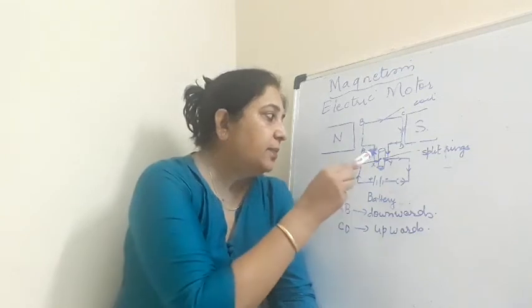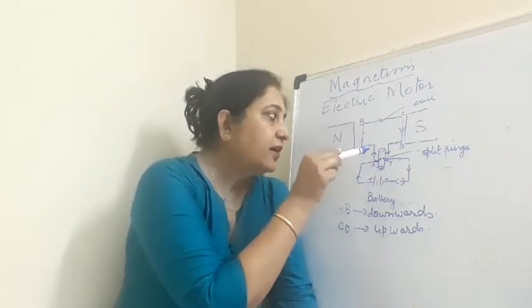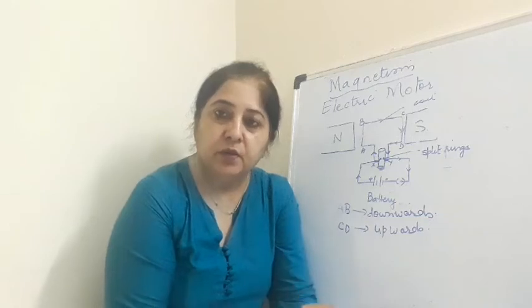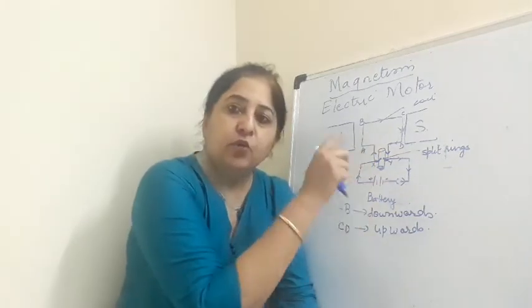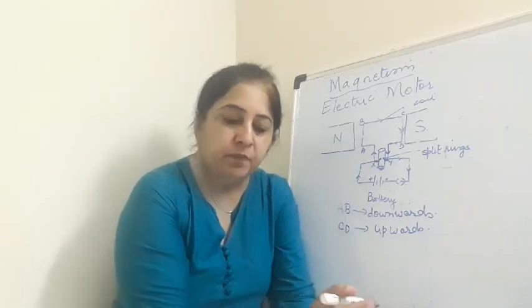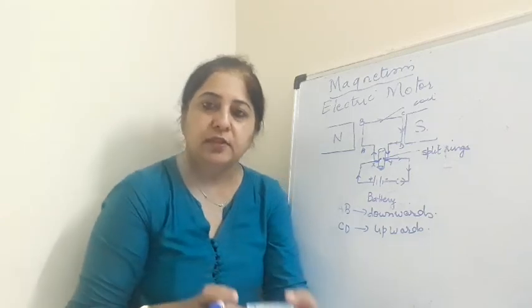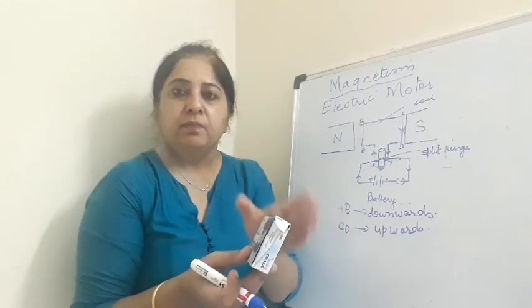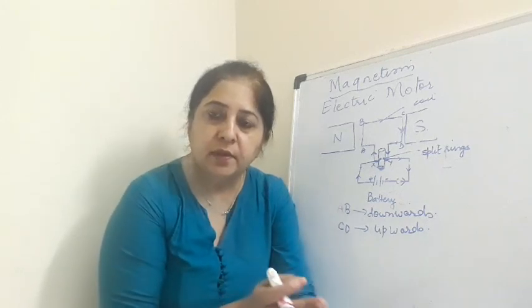That means when the current is supplied, it goes to the coil, and the force acting on the AB and CD parts of the coil can be found by Fleming's left hand rule. Because the direction of the currents is different at these two ends, the direction of the force will also be different. According to the rule, we come to know that one end will move down and the other end will go up, and this is how the coil keeps on rotating. And when the coil keeps on rotating, what happens?